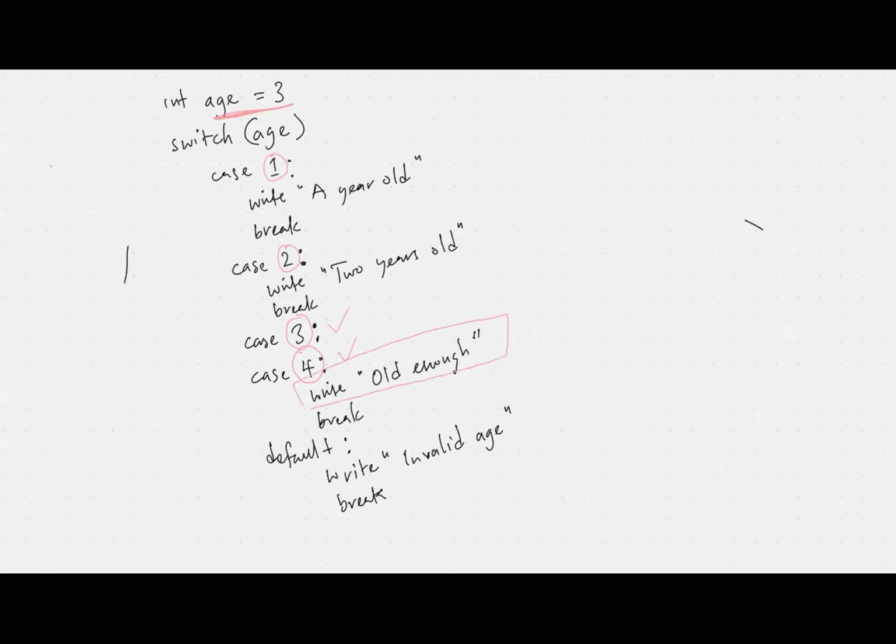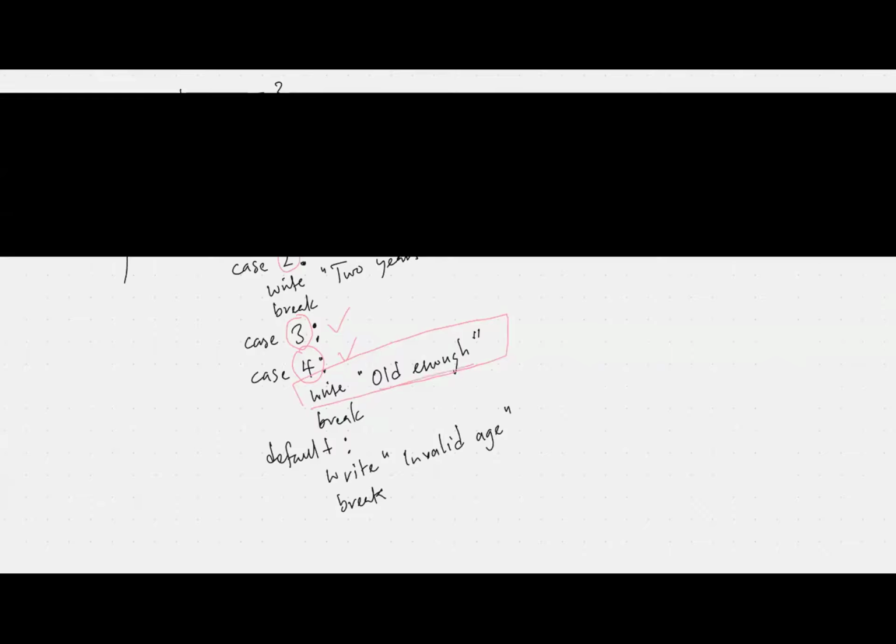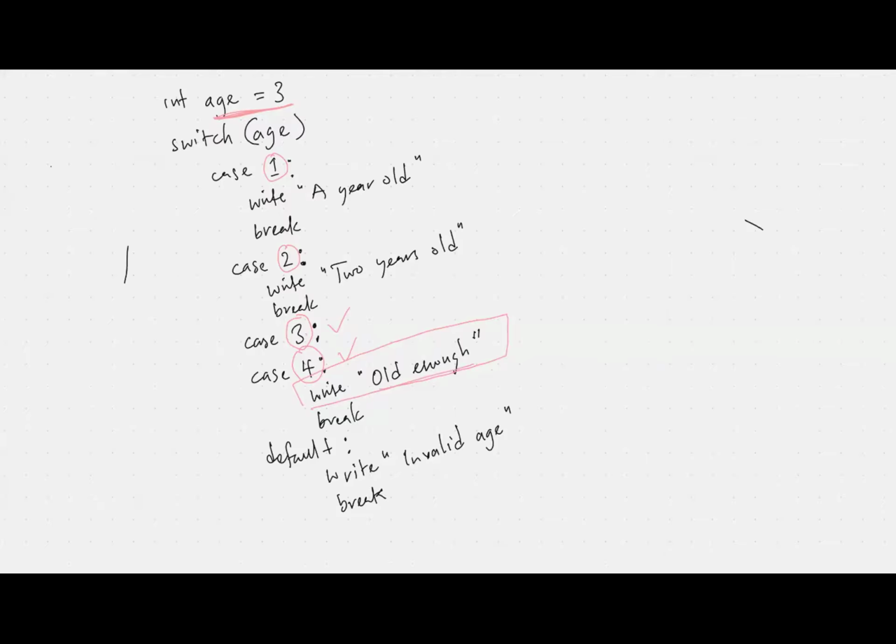Also when age is equal to 4, we will also see old enough. Okay, so that is how the whole thing works when we have no break in between them. If there's no break in between them, then whatever happens for the first case also happens for the next case. Okay, but see that there's break in between case 2 and case 3. Okay, you see this break?